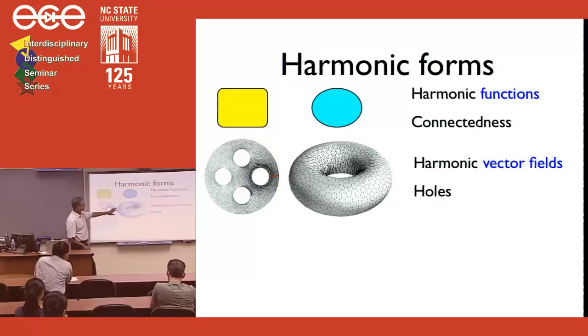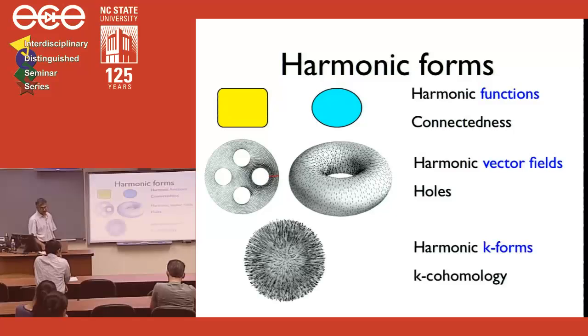Harmonic vector fields or harmonic 1 forms have to do with how many holes you have. So there will be 2-dimensional for this and 4-dimensional for that. And then there are higher order, higher dimensional versions. So this is a solid ball with a hole in it where the harmonic 2 form is visualized as a vector field. And there should be only one, and there is one.